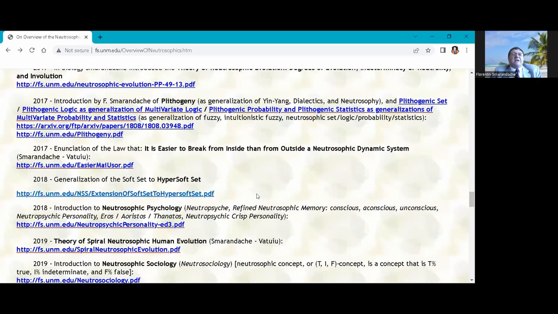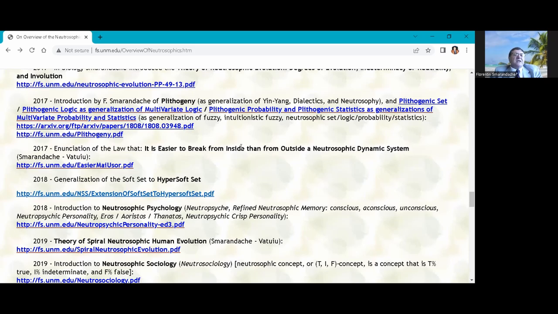Further on, in 2013, I introduced the pletogeny, which was a generalization of yin-yang dialectics and neutrosophy, and pletogenic set, logic, probability, and statistics as generalization of multivariate logic, and same thing, multivariate probability, multivariate statistics, where many curves take care of, and many sources evaluate an object or an event. So this is the most general one.